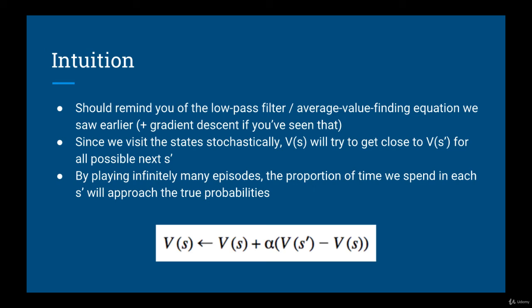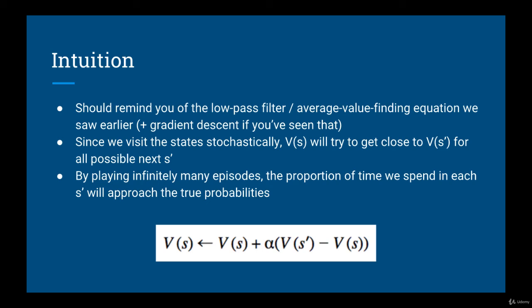Let's look at some intuition for why this iterative update works. First, you'll recognize this update equation from before. It should remind you both of the low-pass filter and the iterative average finding equation we saw earlier. It should also look like gradient descent if you've encountered that in the past. V of S prime is like the target value, and we want to move V of S towards that value.